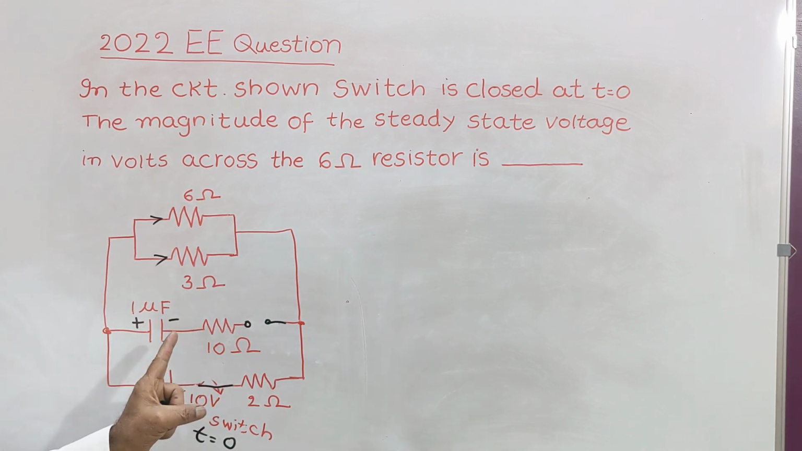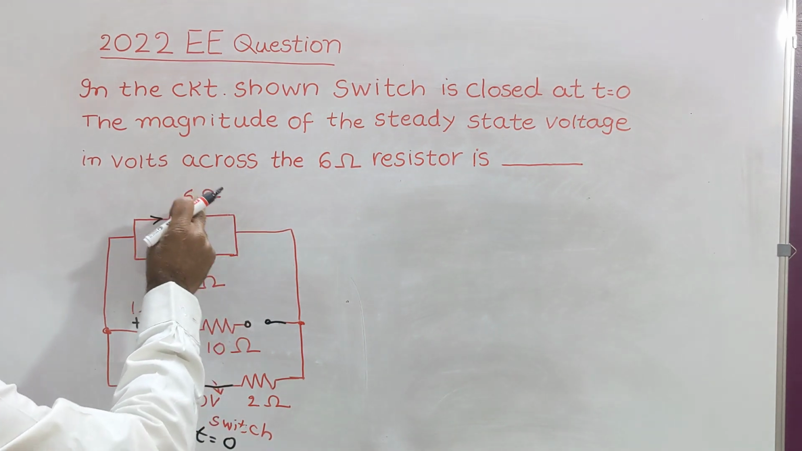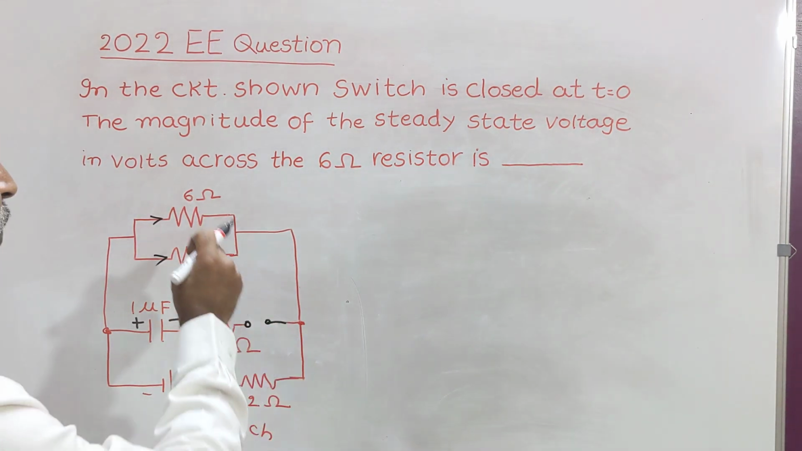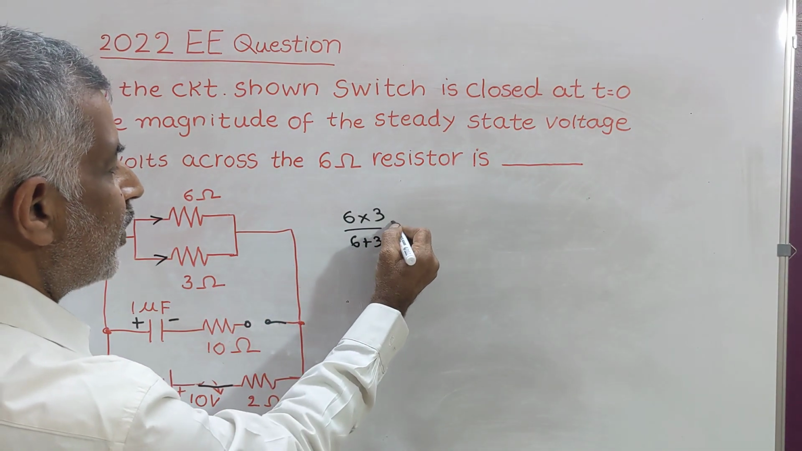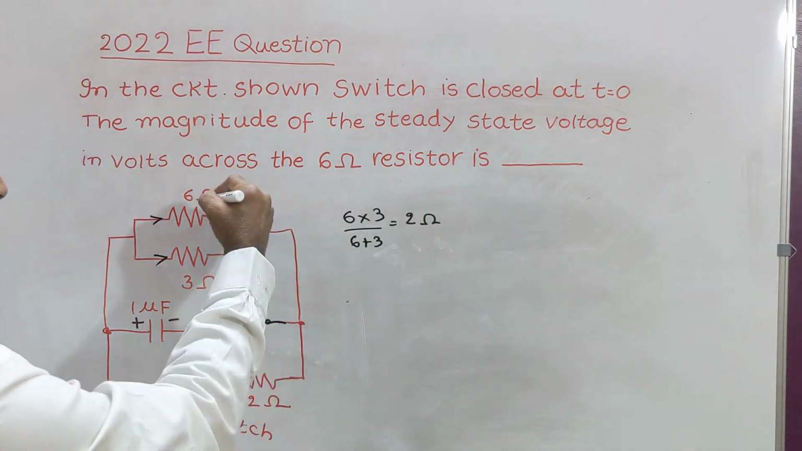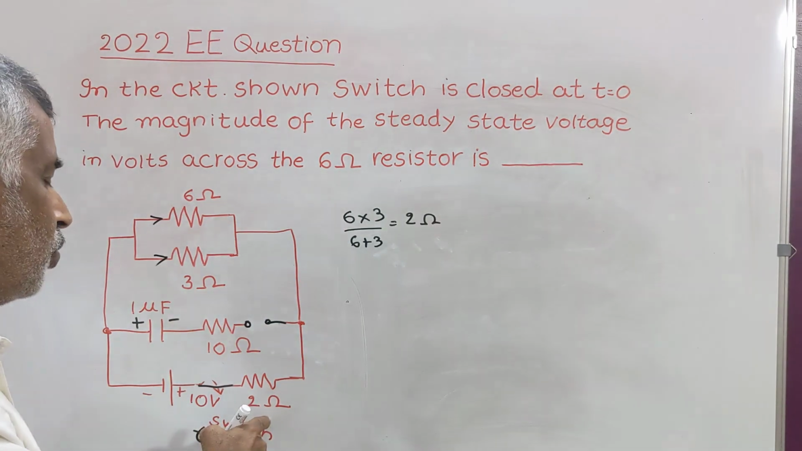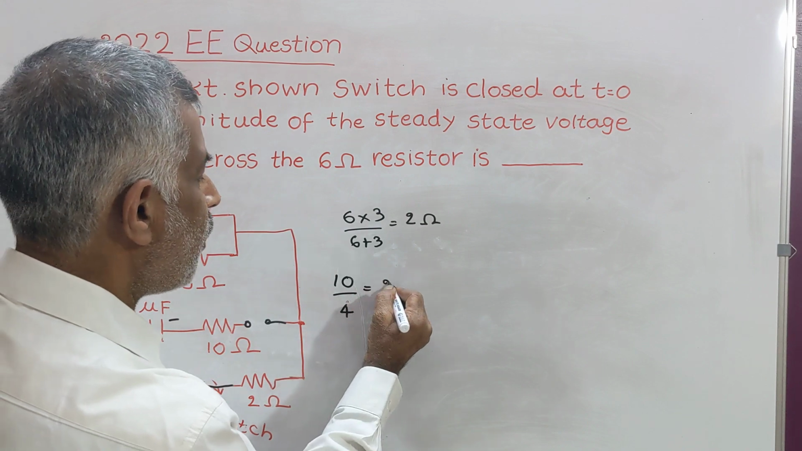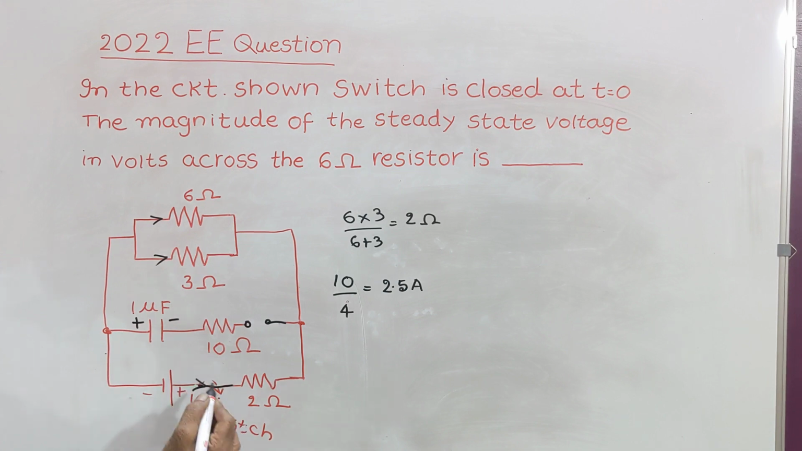So under final condition, now I will find the current through 6 ohms. 6 and 3 are in parallel. So the equivalent resistance becomes 6 into 3 divided by 6 plus 3, that is 2 ohms. That 2 ohms is in series with 2 ohms, so 2 plus 2 becomes 4. 10 volts divided by 4 means 2.5 amperes. So the current drawn from this source is 2.5 amperes.